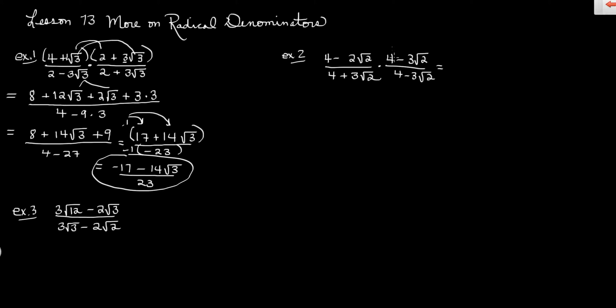We're going to use FOIL. So we have 4 times 4 is 16. The outer would be negative 12 root 2. The inner is negative 8 root 2. And the last would be plus, we have a negative times a negative, 2 times 3 would be 6. Square root of 2 times the square root of 2 is just 2.